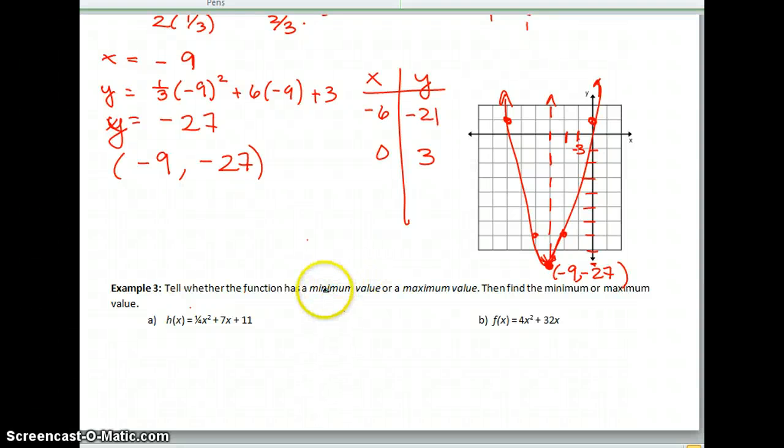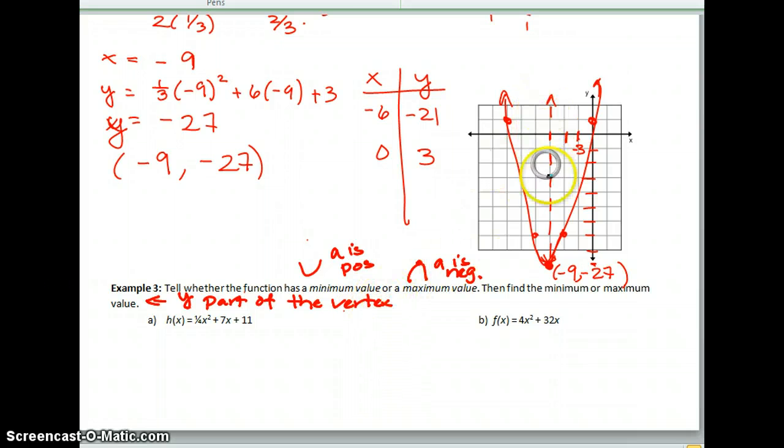Okay, so again, for minimum values, the parabola opens up, which means a is positive. And for maximum, it opens down, which means a is negative. Then find the minimum or maximum value. The minimum or maximum value, though, is not the x part of it. You have to do a little bit more work. It's the y part of the value of the vertex. So the y part of the vertex is where you will have your answer.